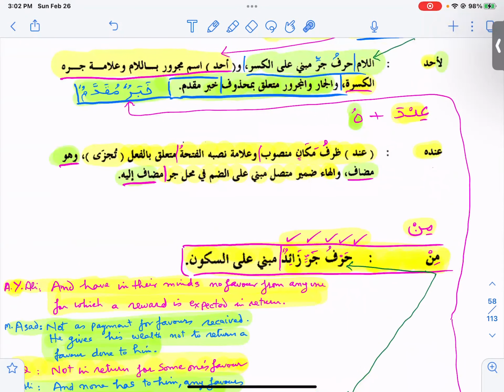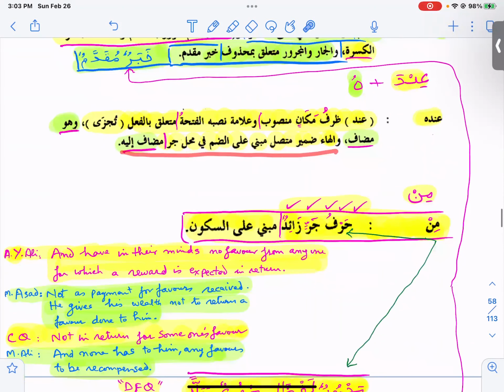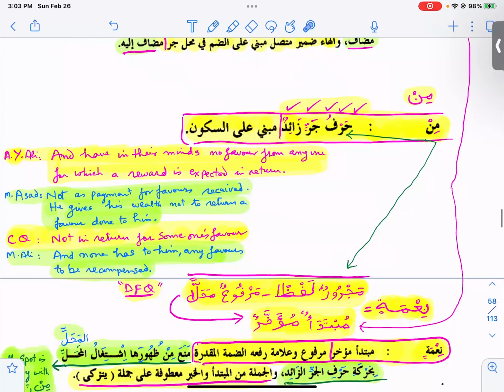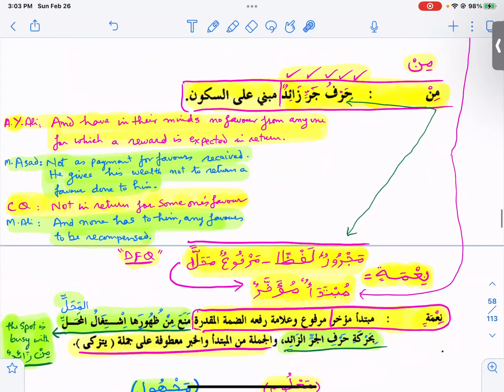Indahu, inda, zarfu makanin mansubun, wa alamatu nasbihi fathah, mutaalliqun bi fi'l tujza, wa huwa mudaf. And hu, damir mudaf ilayhi. Min harfu jar zaida. You remember that. Min is harfu jar zaida, mabniyyun ala sukun. So now I will read it quickly, my brother. Abdullah Yusuf Ali: and have in their minds no favor from anyone for which a reward is expected in return.